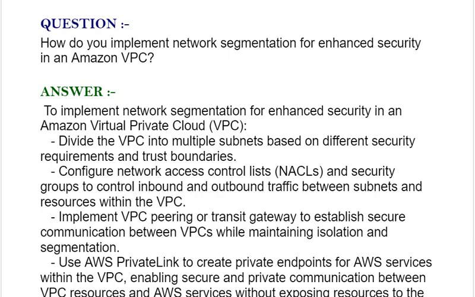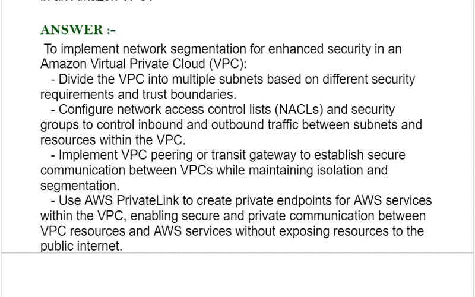Our next interview question is: how do you implement network segmentation for enhanced security in Amazon VPC? Your answer should be to implement network segmentation for enhanced security in an Amazon Virtual Private Cloud (VPC). First point is divide the VPC into multiple subnets based on different security requirements and trust boundaries.